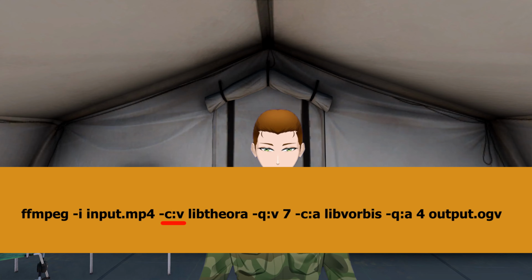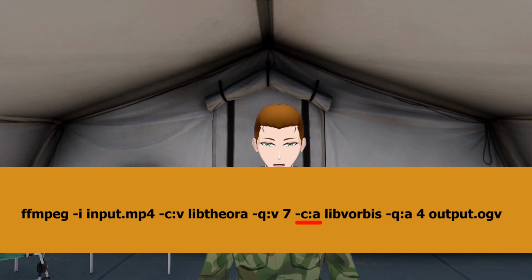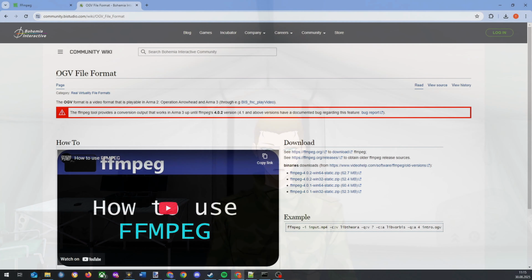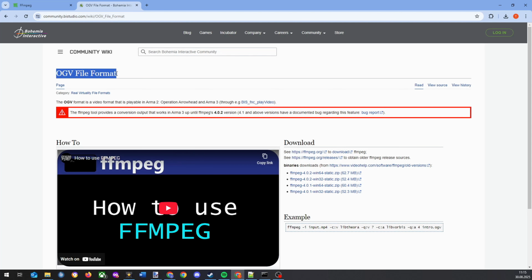-c:v libtheora -q:v 7 -c:a libvorbis -q:a 4 output.ogv. We can find this at the Bohemia Interactive Community Wiki on the page for the OGV file format.